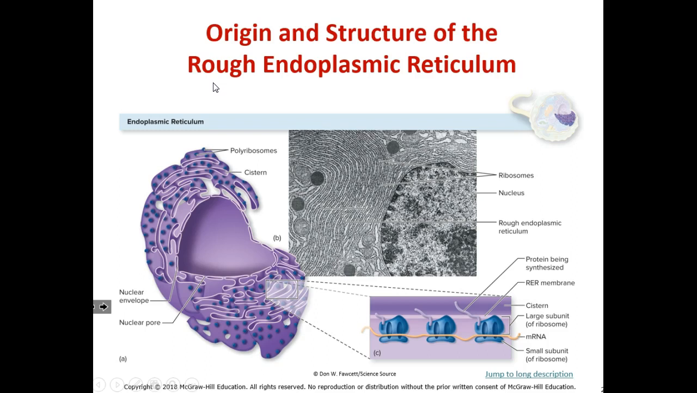Here is the origin and structure of the rough endoplasmic reticulum. You see all those little dots right there, those little blue dots? Those are the polyribosomes. Here is the nuclear envelope. These little openings are nucleopores.